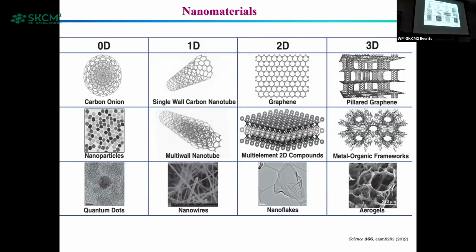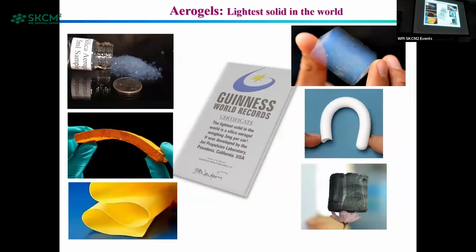It's a three-dimensional porous material, like metal organic frameworks, MOF and COF, which are highly used porous materials for catalysis or gas storage applications. Similarly, aerogel is a three-dimensional porous material. It is the lightest solid in the world, first reported by the Jet Propulsion Laboratory in California, USA, with a density as low as 3 milligram per centimeter cube. One can synthesize aerogel in any form.